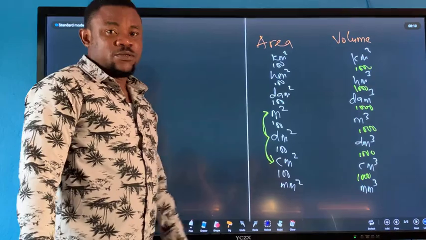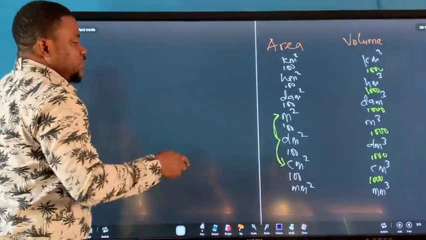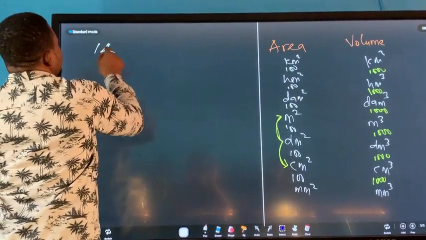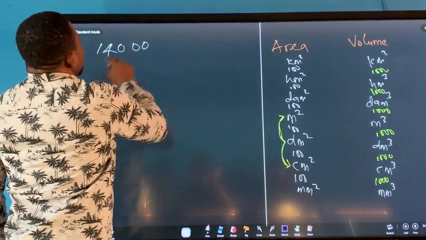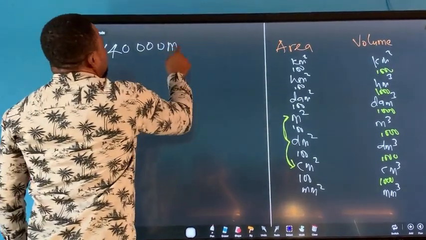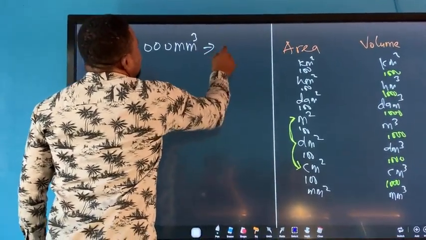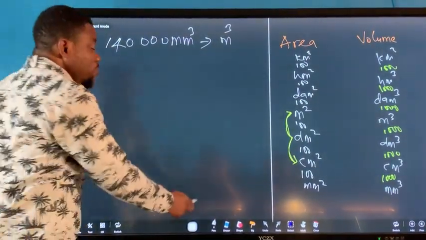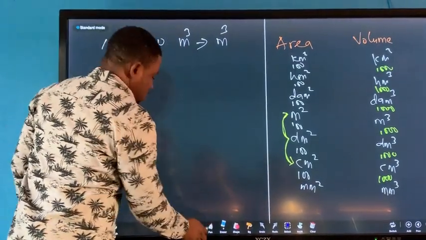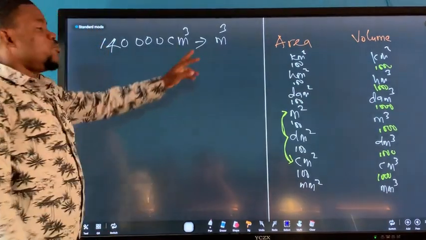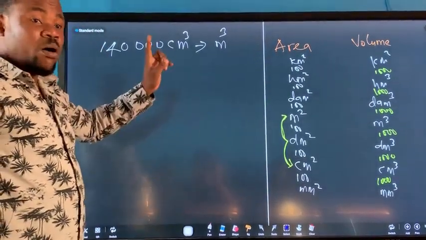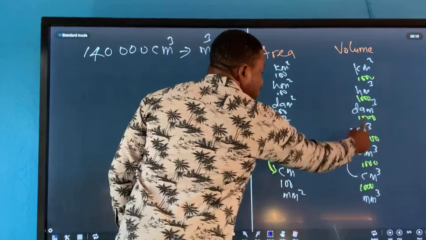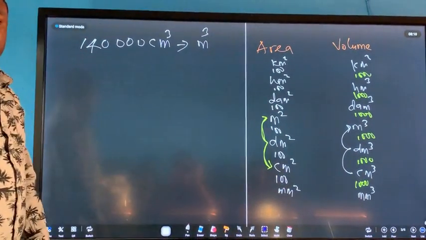Volume is 1,000, 1,000, 1,000. Right? Yes. So if I'm converting, let me say I'm converting 140,000 millimeter cube to meter cube. This is horrible. Let me not even use millimeter cube, I don't want to use values so much. Centimeter cube to meter cube. This time I'm going up. From centimeter, I'm going to pass how many thousand? I'm passing this 1,000 and that 1,000. 1,000 and 1,000 is 1 million. You got what I'm saying?